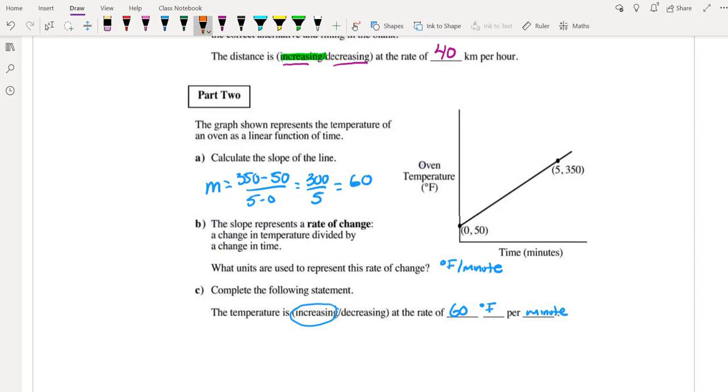Remember, slope is rise over run, where rise is our y value and run is our x values. So what we're doing here is dividing our y value by our x value. So for our units, it's going to be our y unit divided by x units. So the unit is going to be degrees Fahrenheit per minute, right? So what does this statement represent? The temperature is increasing because it's positive, at a rate of 60 degrees Fahrenheit per minute.